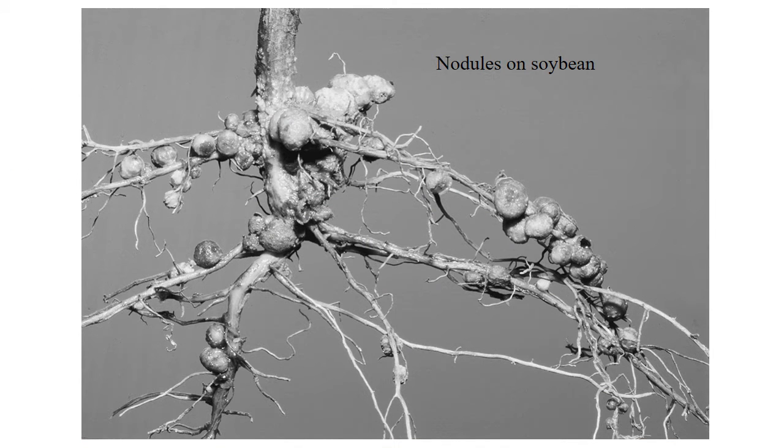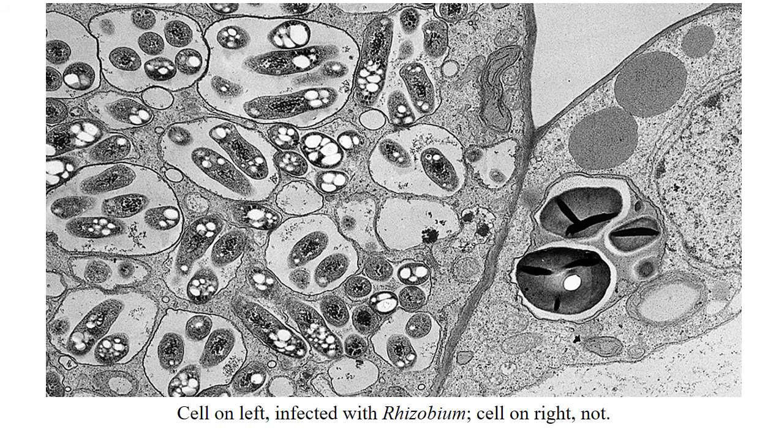So in legumes particularly, plants that form symbioses with rhizobium bacteria form these root structures called nodules. And so this is where most of those bacteria live and fix nitrogen for the plants. This is what an infected root nodule looks like. So this is a root nodule containing many bacterial cells. And this root cell on the right is a cell that's not infected with rhizobium bacteria.